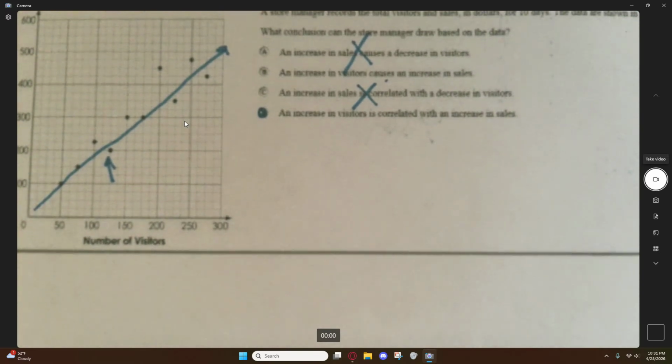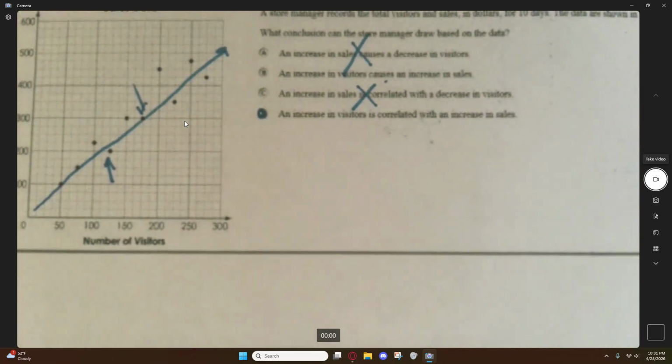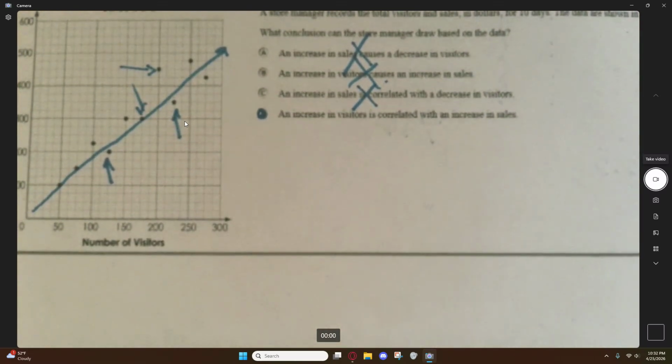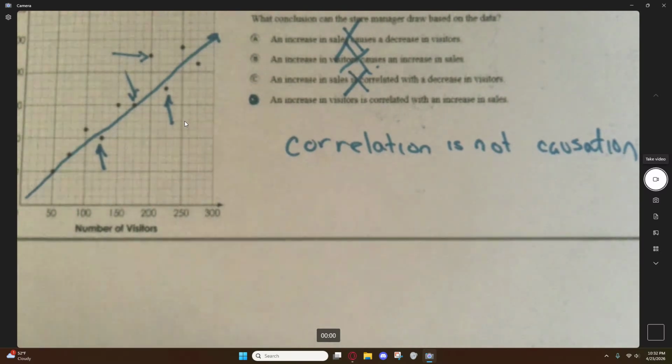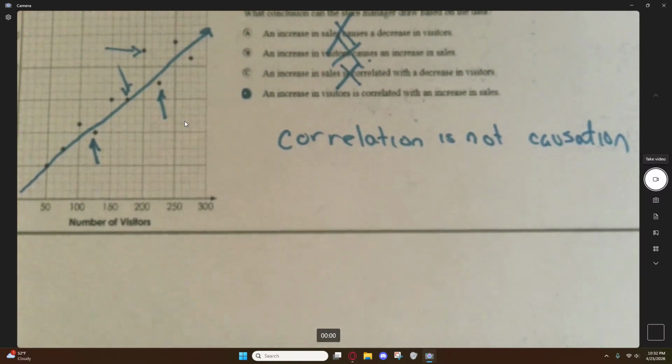If it was a guarantee, then it would be causes. But because it's not a guarantee, and you have points that are below and don't make sense, even like this point right here, where you had like 25 more visitors, but the same amount of sales, or this point right here, where you had 25 more visitors and your sales dropped by 100, those mean that you cannot guarantee cause. It correlates. It makes sense, right? But correlation is not causation. Causation implies that it is guaranteed. This is not guaranteed. This is reasonably predictable, but not guaranteed.